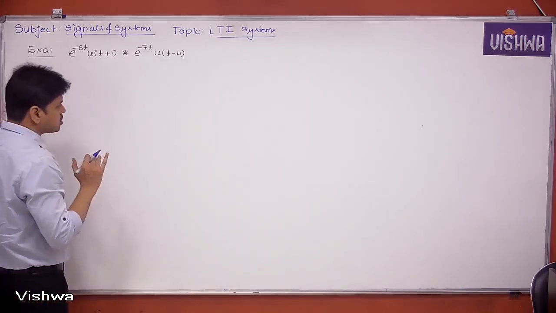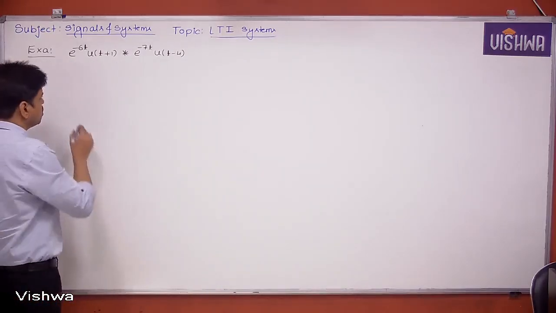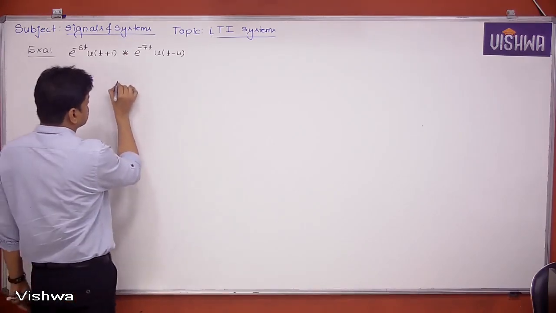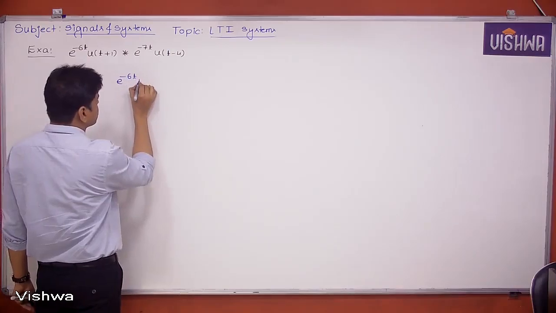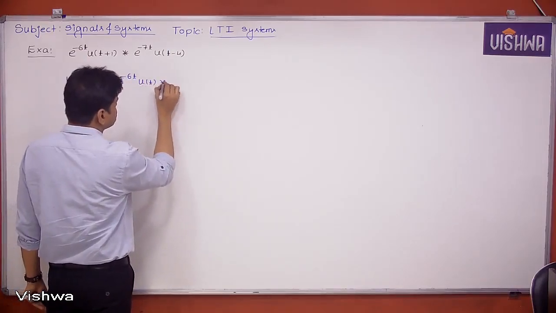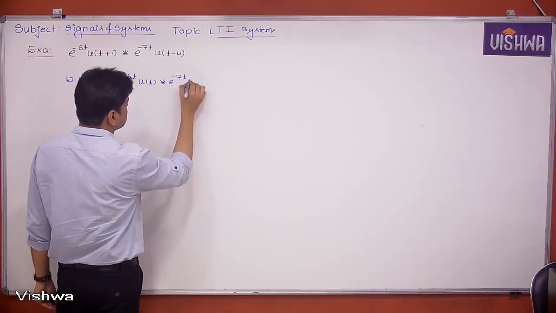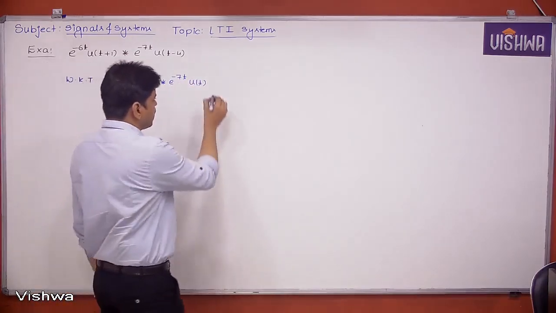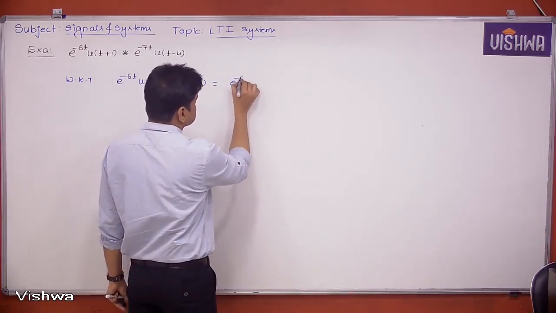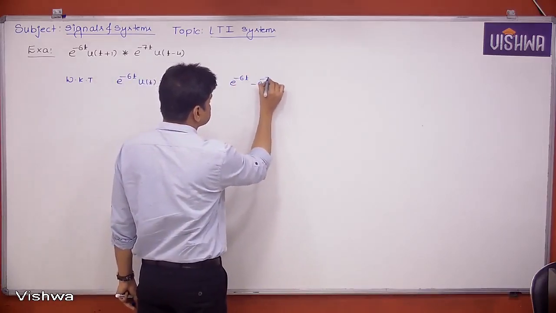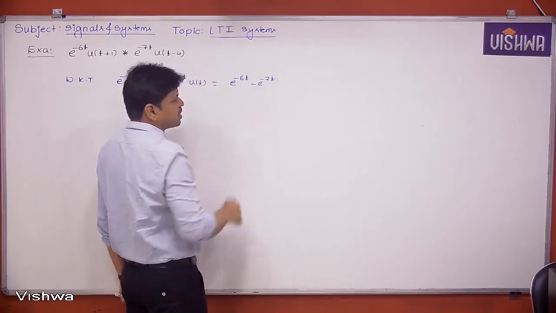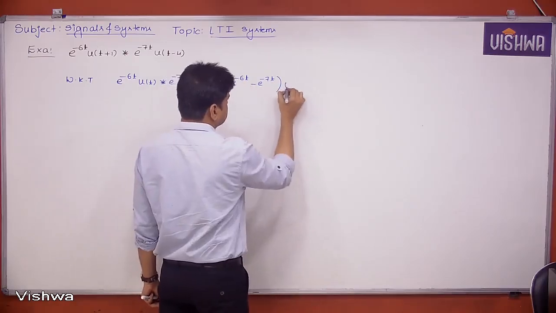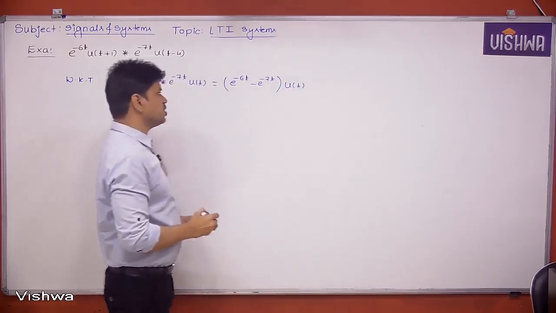Let's start from what we know. We know e power minus 6t u of t convolution with e power minus 7t u of t. If I do the convolution, we know the standard result, which is e power minus 6t minus e power minus 7t by 7 minus 6, which is nothing but 1. I am not writing the u of t for now. This is the result we got.